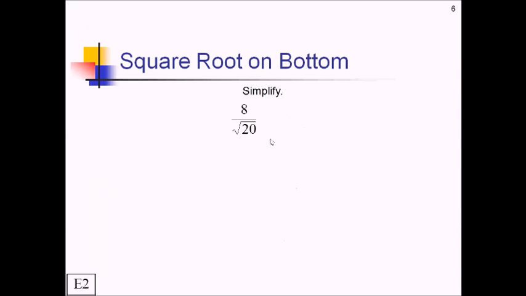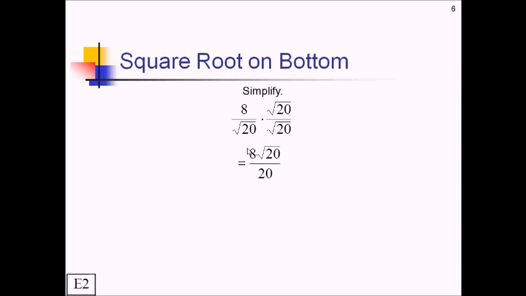Here's another example for you to try on your own, so pause the video and see how far you can get. All right, we've got a radical in the denominator. Again, we're going to multiply by that radical over itself. That's going to give us 8 radical 20 over just plain old 20.